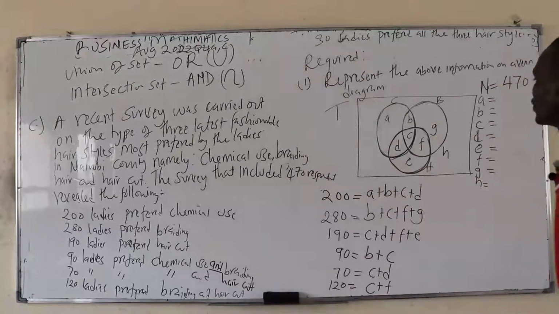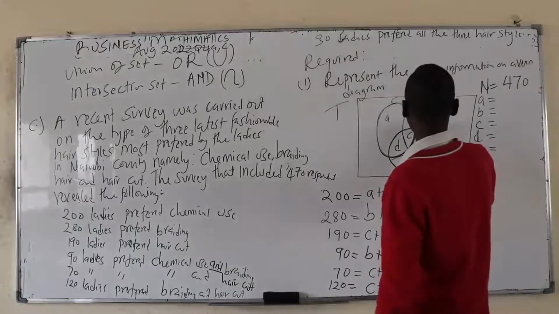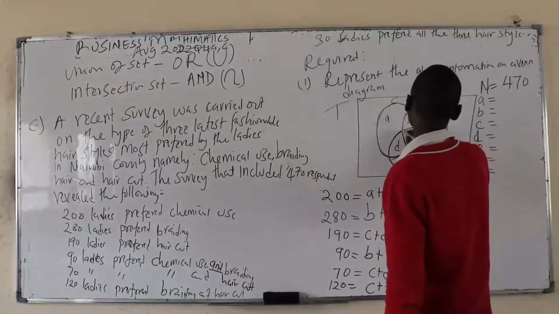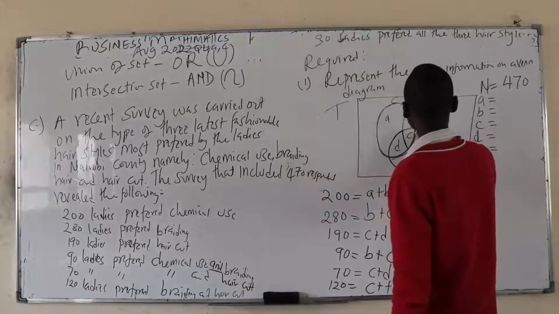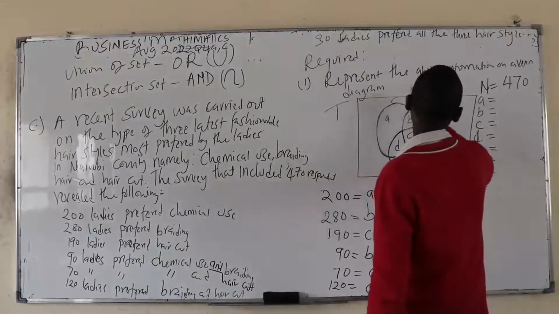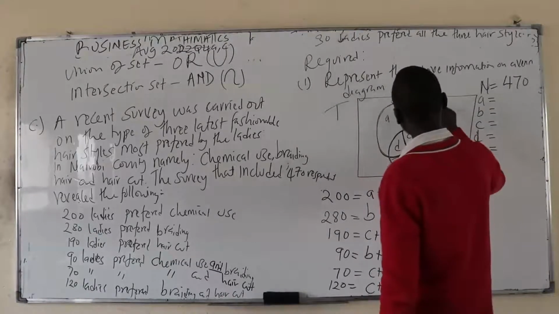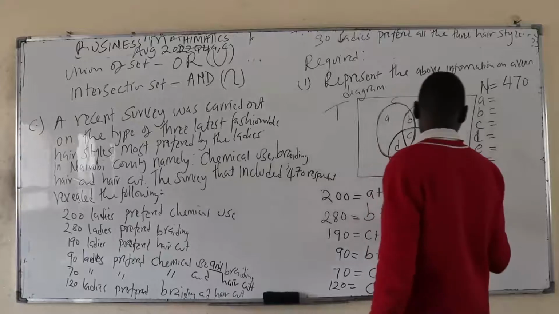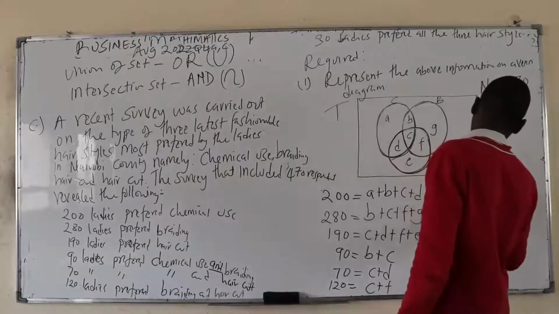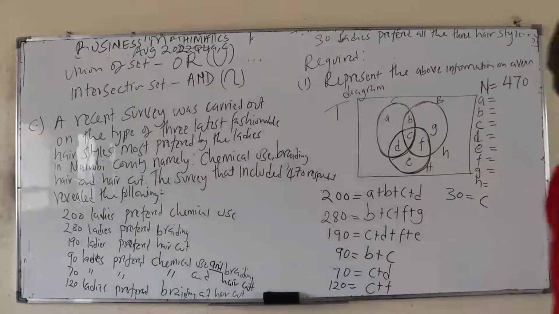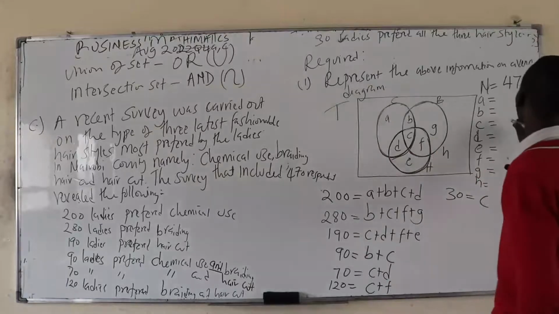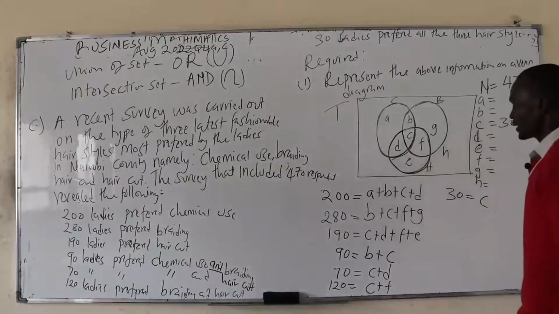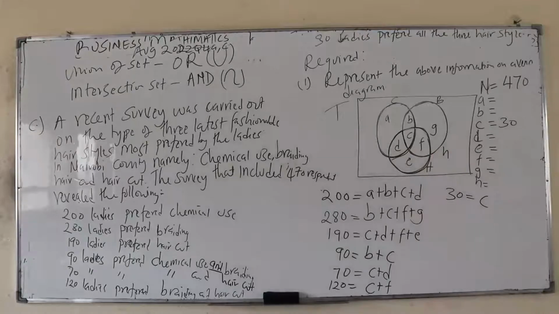Then we are told also that 190 ladies preferred haircut. We write there 190, which equals all elements that are in the set of haircut. So it will be C plus D plus F plus E.